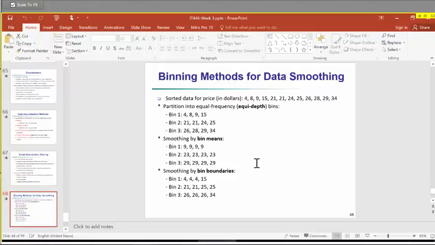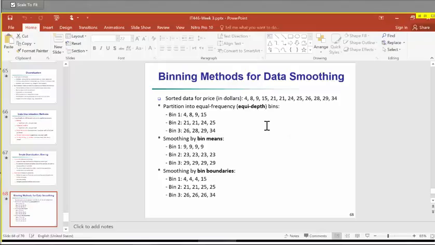Okay, so there are some binning methods and sorted data for price in dollars. You can see that there is sorted data. So you can partition into equal frequency, equi-depth bins. For example, you can write 4, 8, 9, 15. So this is in bin 1. So 4 elements in all the bin.